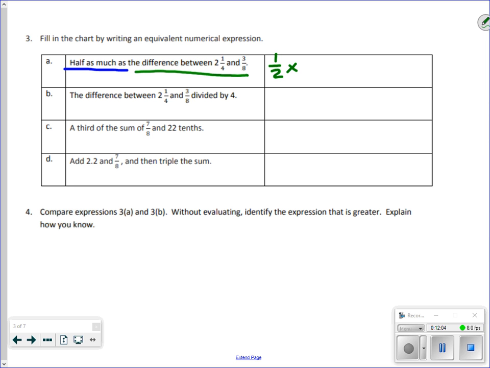Oh. 1/2. Half. How do you write half? 1/2. The difference between. How do you write that? Subtracting. 2 1/4 and 3/8. Wouldn't it be easier to just multiply? Subtract that first, then multiply it. That's what you're supposed to. That's why you put it in front.